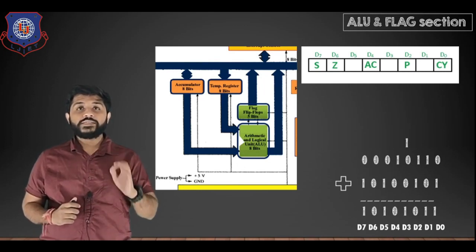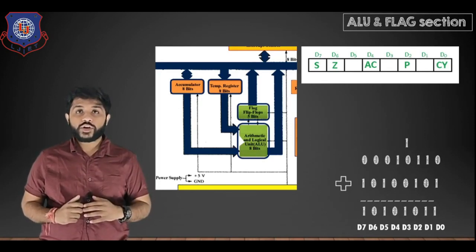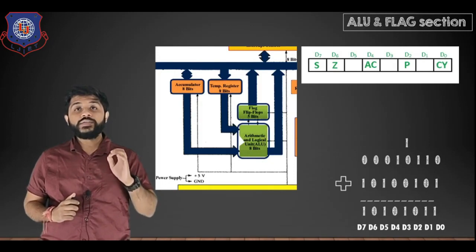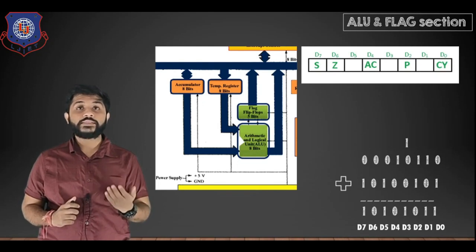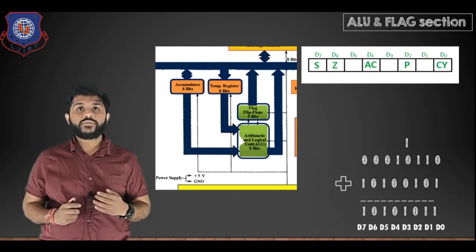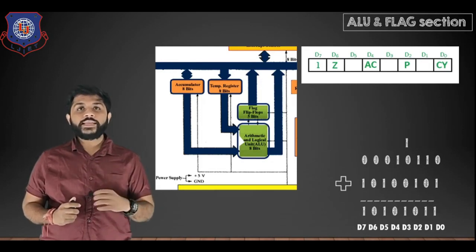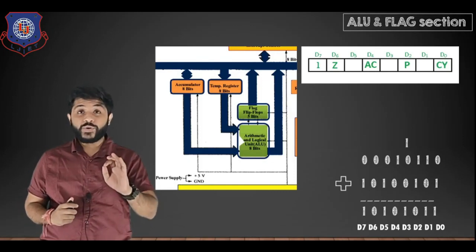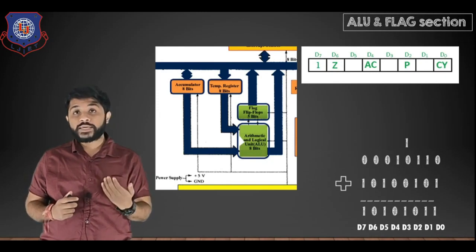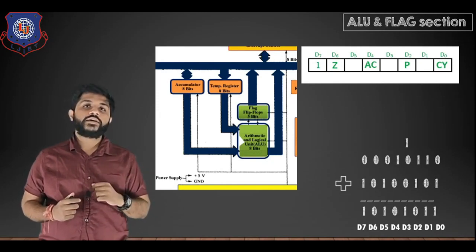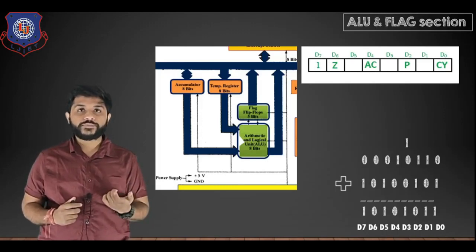Now for the sign flag, after performing any arithmetic and logical operation, if the value of the D7 bit is 1, in that case the sign flag will be set. So you can see that the value of the sign flag is changed to 1. If the value of D7, or we can also say the value of the MSB, is 0, in that case the sign flag will be reset, meaning the value of the sign flag will be 0.